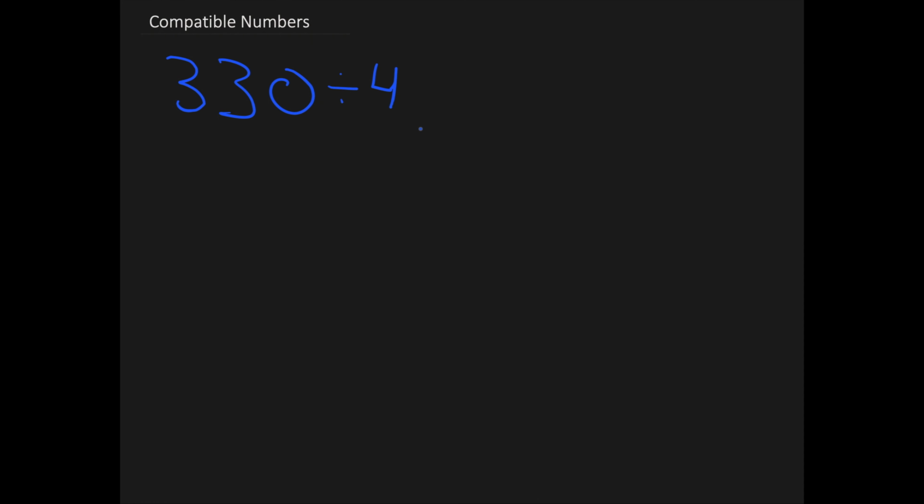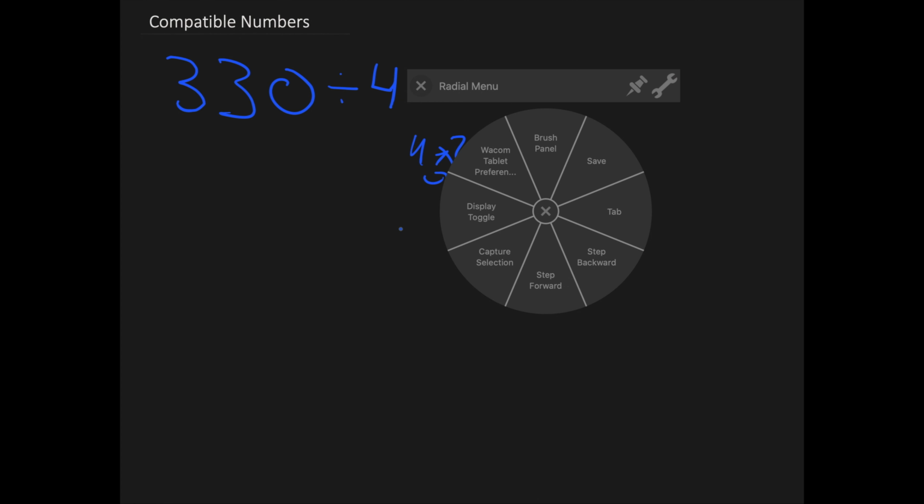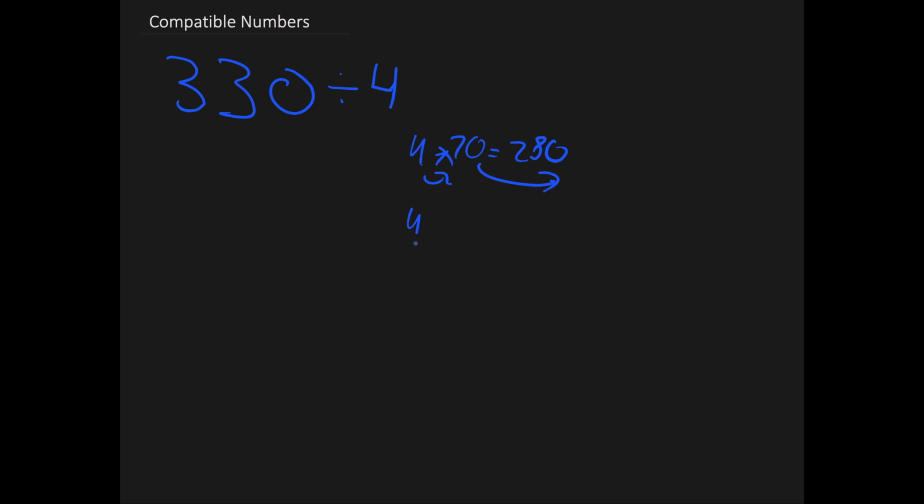So let's do some problems here. Let's do 4 times 70. And this is one way to do it. You have 4 times 70. You do 4 times 7, 28, and you add the 0, right? So you can do this as many times as you want. Okay, 4 times 80 equals 4 times 8, 32, and 0.